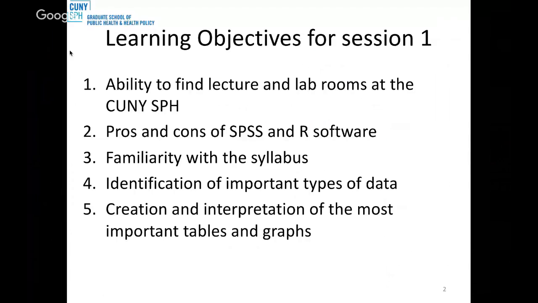We'll go over the syllabus in a little bit, and then get on to a little bit of actual biostatistics content on types of data and types of graphs for describing those data.